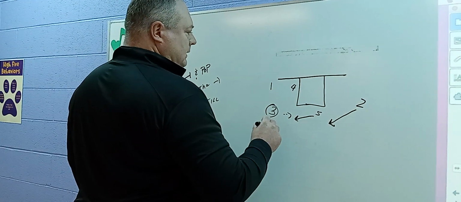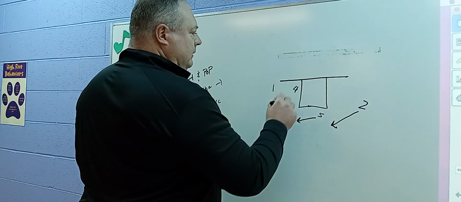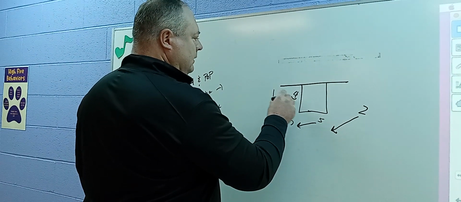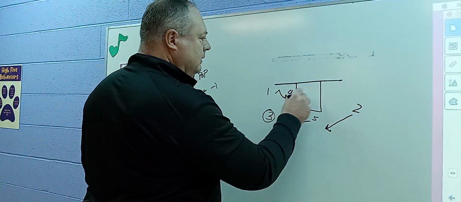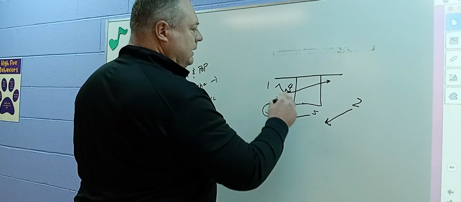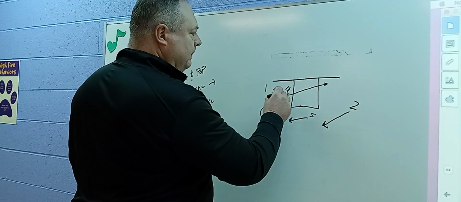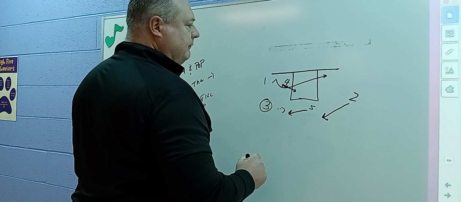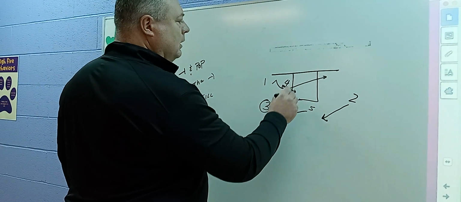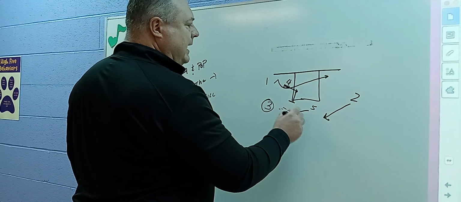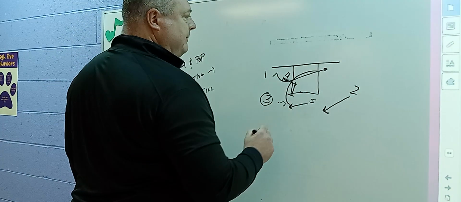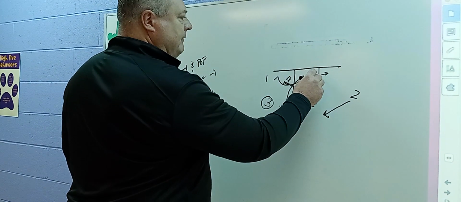And now the most popular move here is for 4 to set a flex screen for 1, and then 1 would continue out and fill, and then 4 now would duck in and look for a high-low pass, or he could re-screen now after 5 has swung the ball for 5 to get 5 back down inside. And 5 would cut off of that looking for a layup.